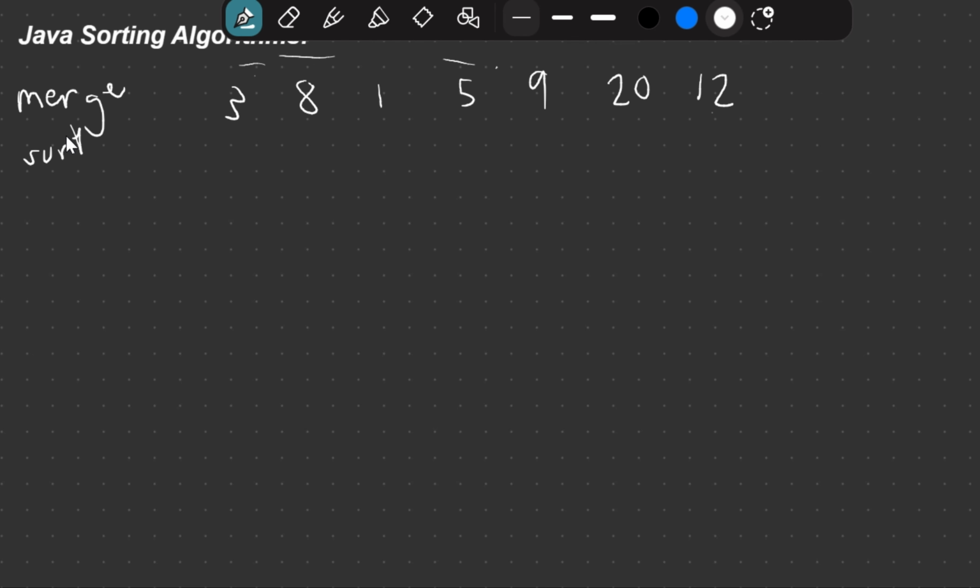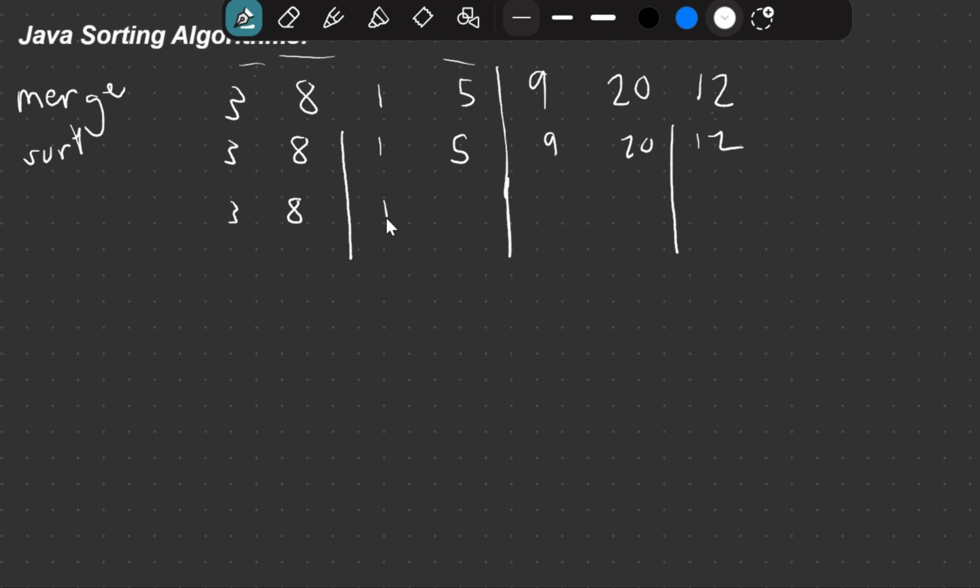So first off, we have to have this array, so we're going to split it down the middle. And so now we have this half, which is 3, 8, 1, 5, and the second half, which is 9, 20, 12. And then we're going to split it a second time, so we're going to split this, we're going to split this section. So now we have 3, 8, 1, 5, 9, 20, and 12.